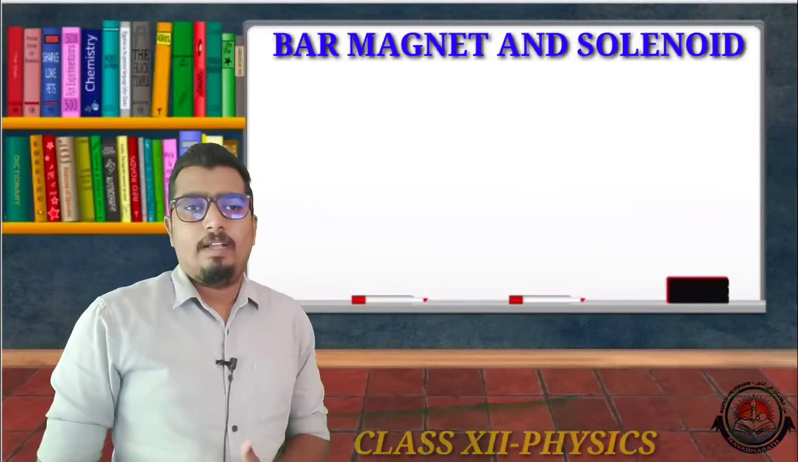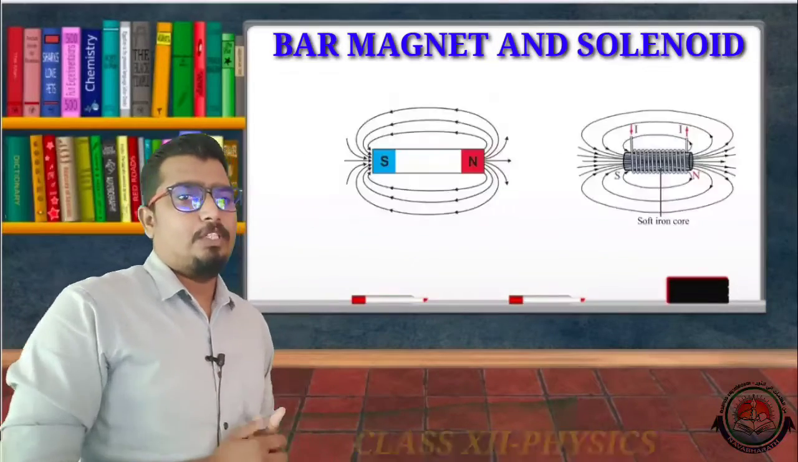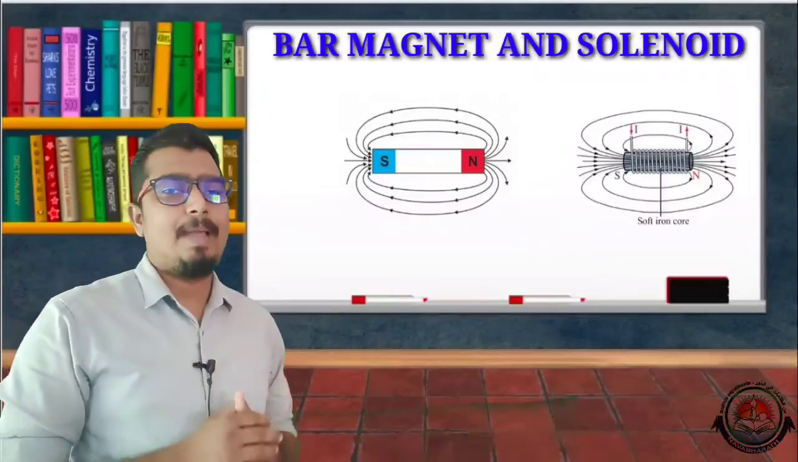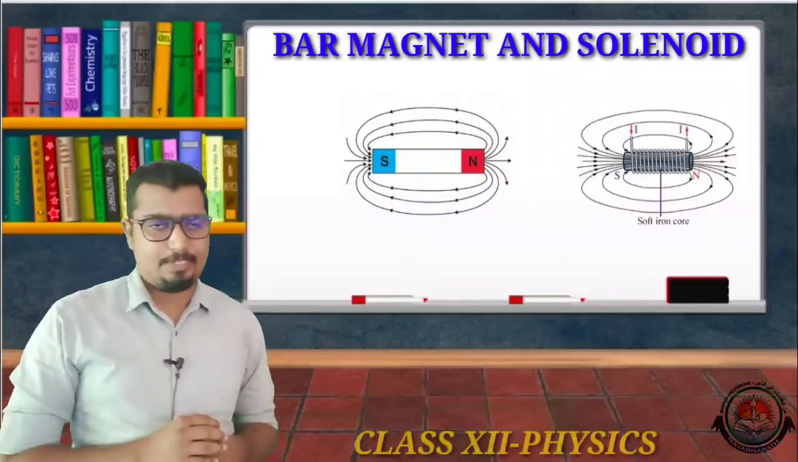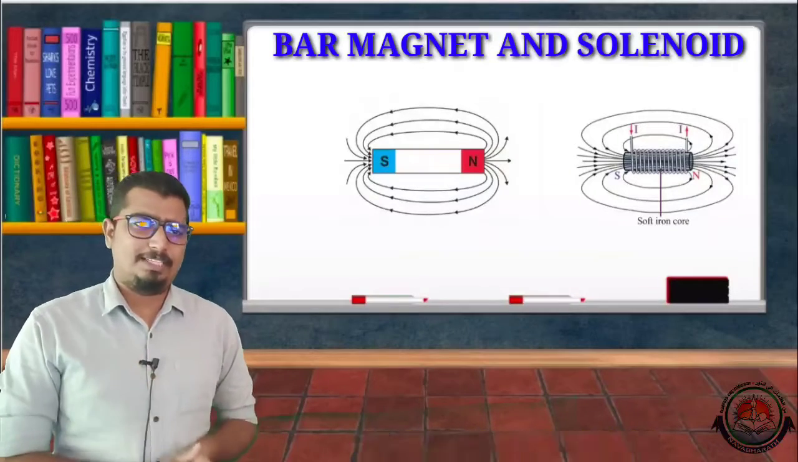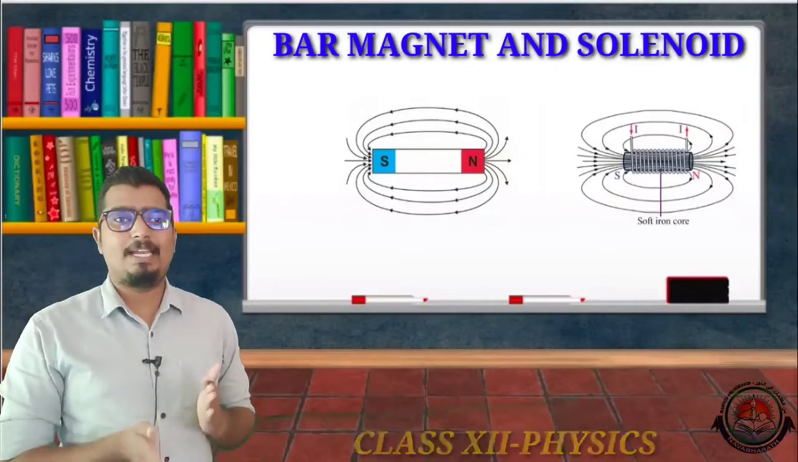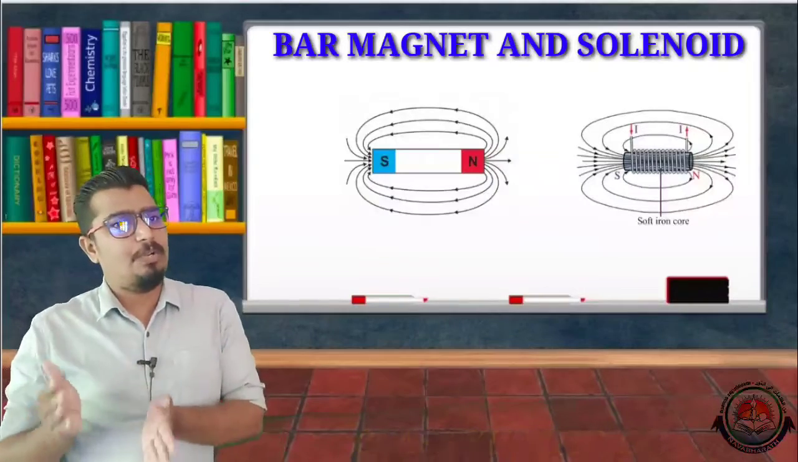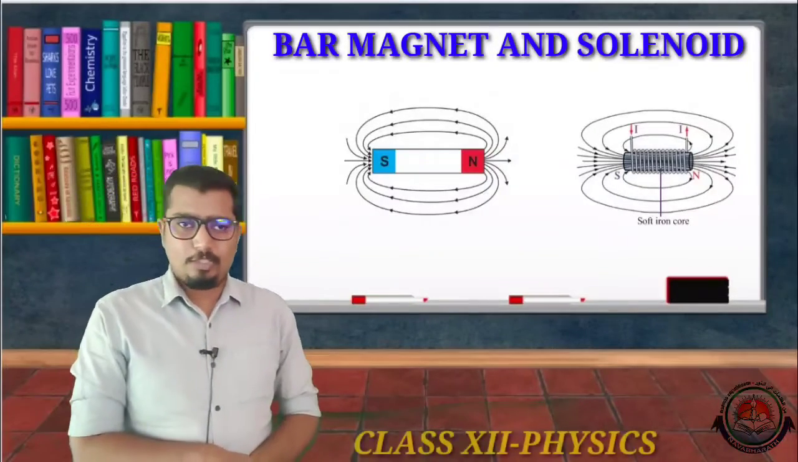Is it clear? Next we are going to discuss the topic bar magnet and solenoid. That is already discussed: what a bar magnet is and its properties, and what a solenoid is and its properties.